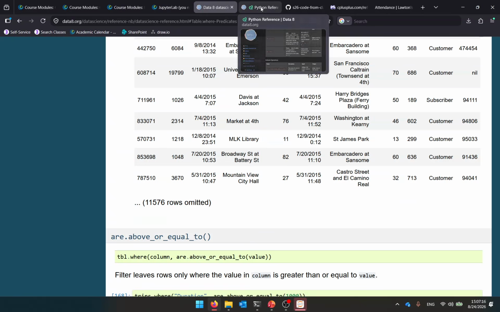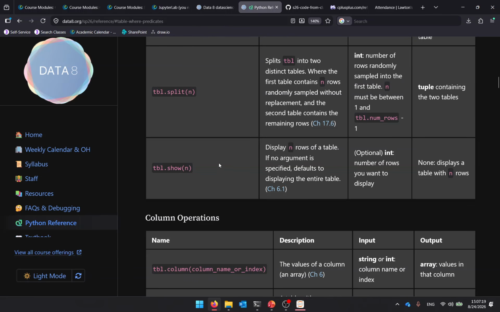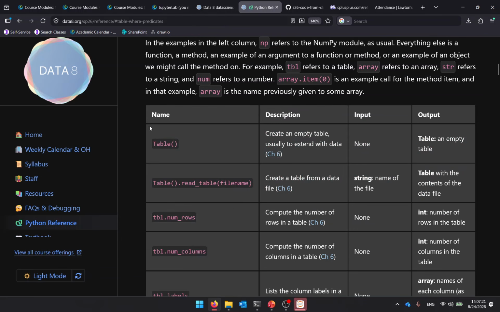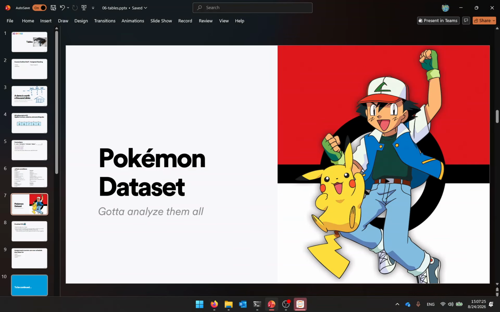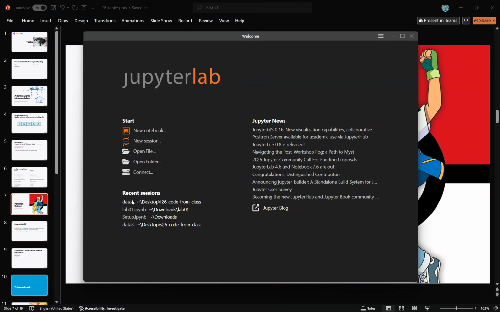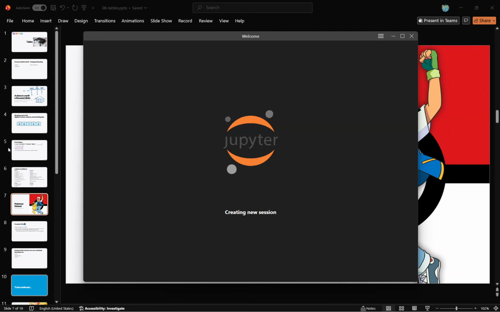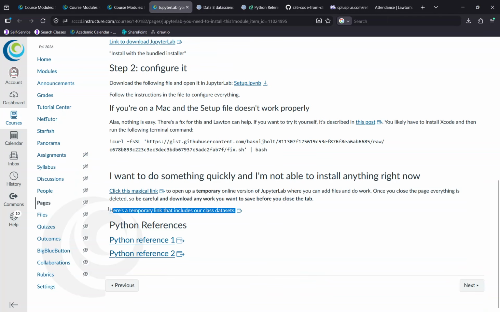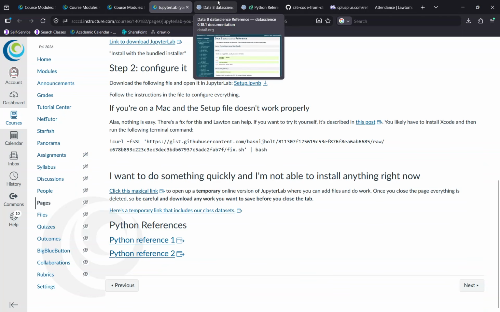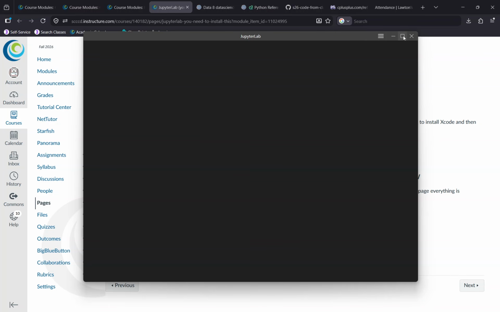So get on those Python reference pages, pick your favorite. I like both. It's all this table stuff. Let's remember it. Let's practice it. And let me open this. I've got a fun data set to start with. They're all here in this little temporary link. If you didn't already download all our data sets on your own computer, you can also do that. It's in our code from class. That whole data folder is available for you.